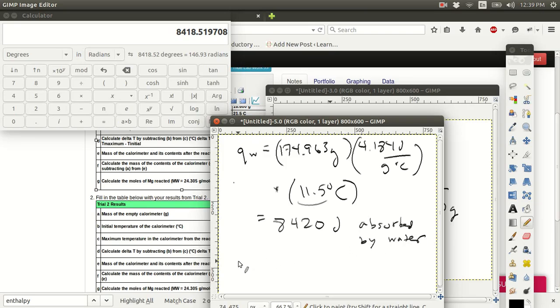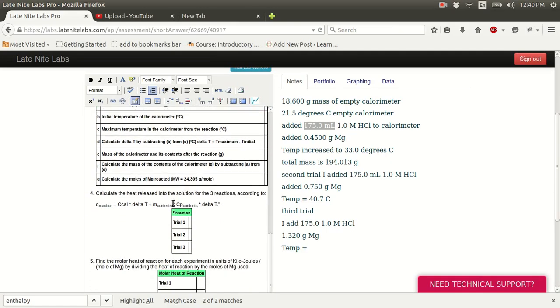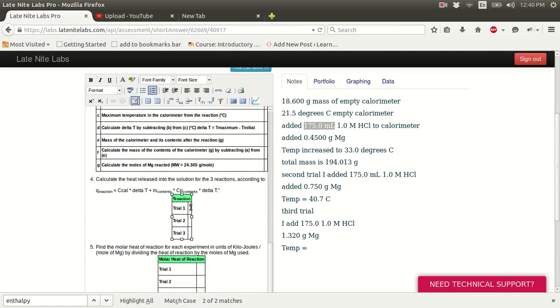So that means that the Q of the reaction is 8,420 joules, and that means that the negative Q of the reaction is 8,420 joules. That means negative 8,420 joules is the Q of the reaction, which means 8,420 joules got released by this chemical reaction. So now that I know that, Q of the reaction is negative 8,420 joules.